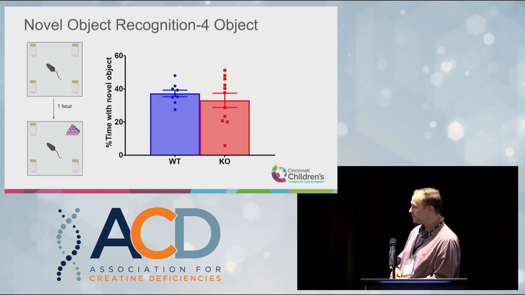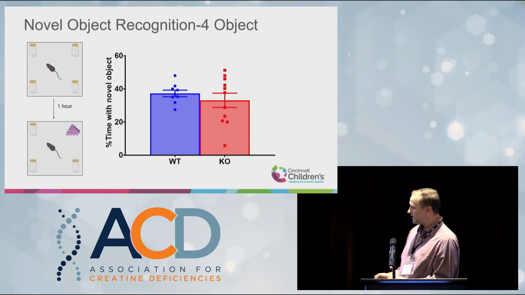We calculate the percent time they spend with the novel object compared with the total time they spend observing all objects. There was no difference between the wild type and the knockout yet, even though I think that when we get more animals added to this group, we may end up having some statistical significance there. One of the differences between that and some of our earlier studies is that we only used 2 objects before and switched the 1. I think the 4 object recognition task allows for greater reinforcement of the objects, so the memory is a little bit more ingrained, a little bit more reinforced.